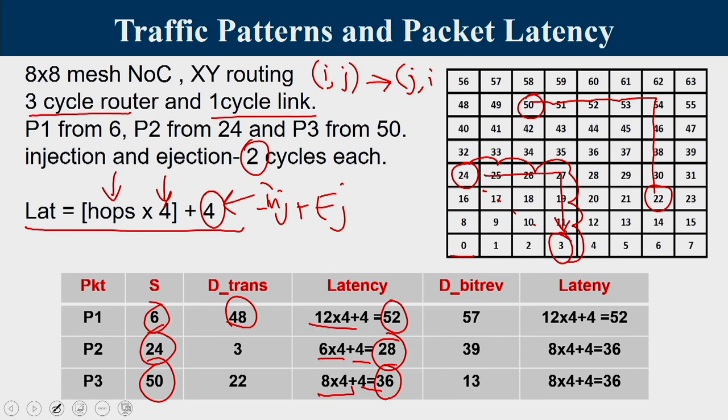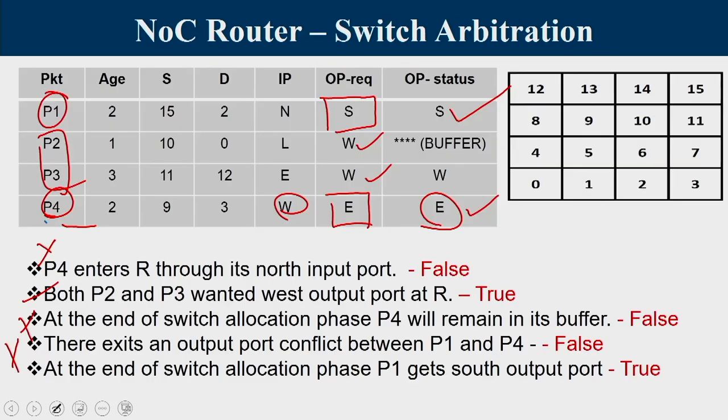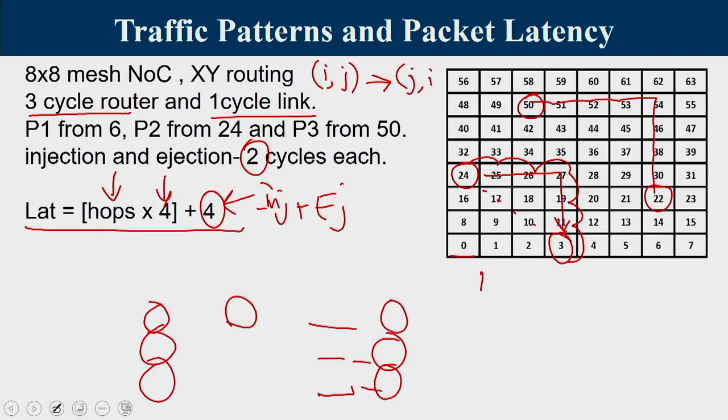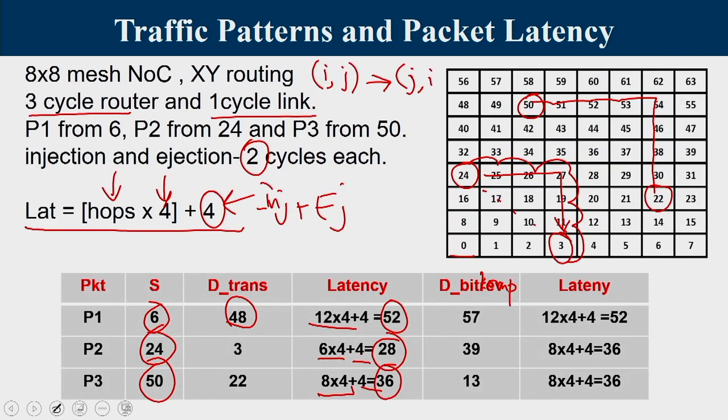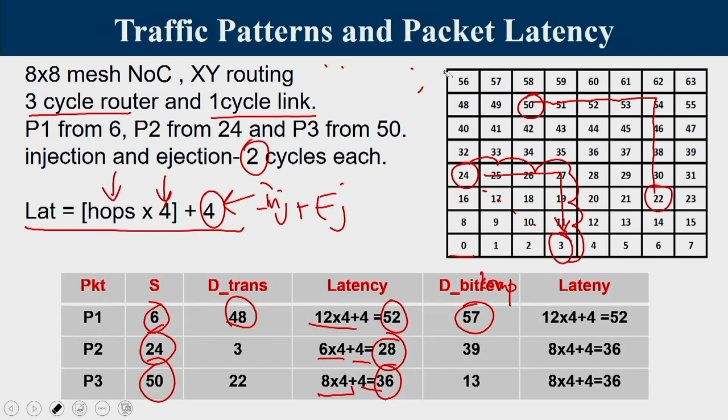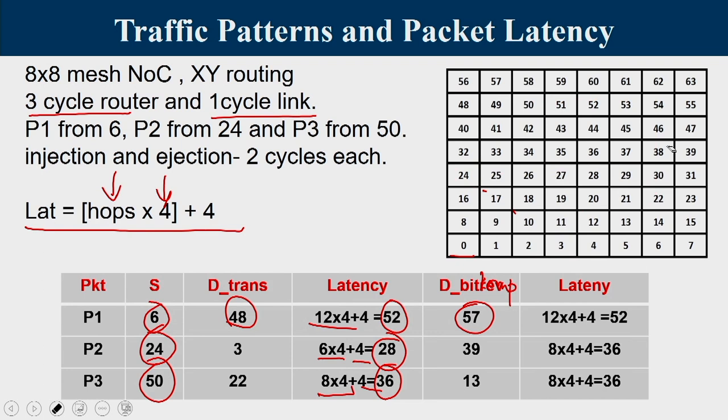For the same question, rather than transpose pattern, they are asking for a second traffic pattern that is known as bit reversal or bit complement traffic. In the question it is mentioned that we have to find for bit complement traffic as well. For the packet starting from 6, the destination is 57. Now we have to find out how the bit complement destination is obtained. In the case of a transpose pattern, we have to find the transpose node.